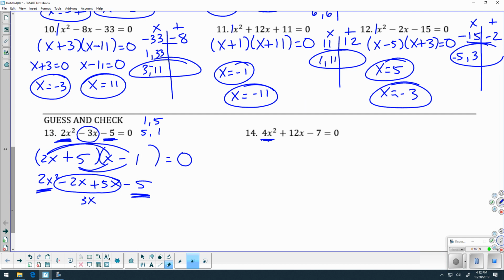But we want negative 3x. So we still don't have it. So what does that mean we have to do? One last and final thing. You just need to change your signs. Make that a negative 5, make that a positive 1. And then we should be all set.